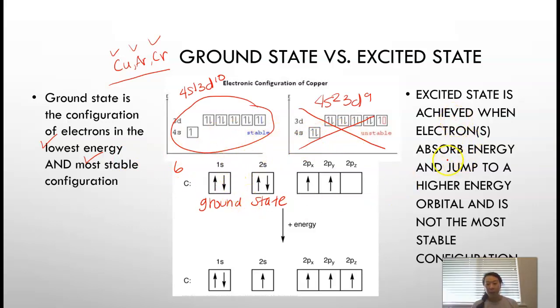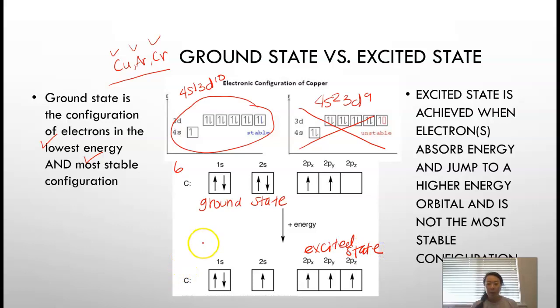An excited state is when an electron absorbs some energy and jumps to a higher energy orbital. So here's an example of the 2s electron for carbon absorbing some energy and jumping to a 2p orbital. That's higher energy. You can take a 2p electron and jump it to maybe a 3s orbital. That's a higher energy orbital. So as long as you've got an electron in the ground state jumping to a higher energy orbital, then that's considered an excited state. So here's excited state.